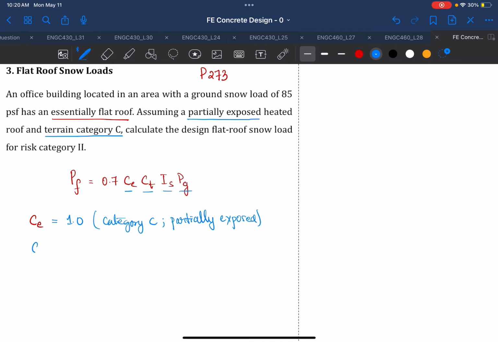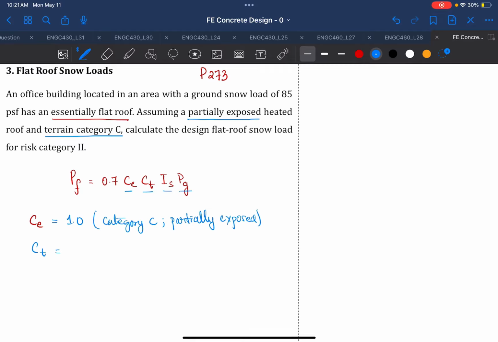And then what is CT? CT is your thermal factor. It is given, and you'll see that there are 3 rows. One is all structure except as indicated below. And what are those? Unheated and open air structure. Is our structure unheated and open? No. The second case is structure intentionally kept below freezing point.